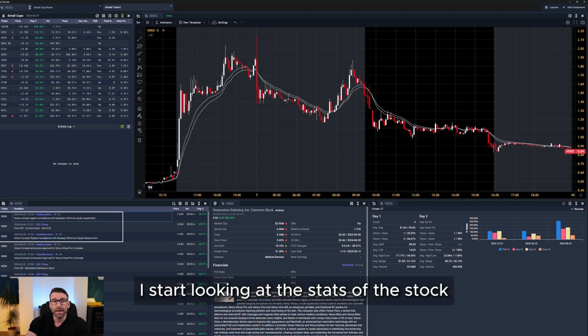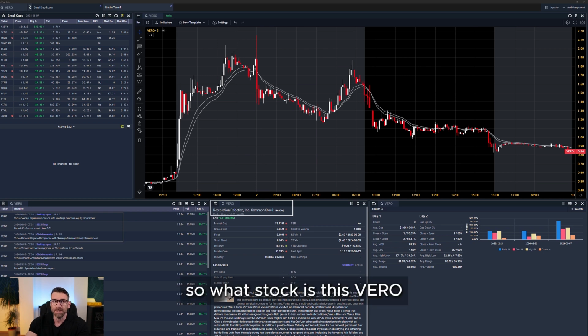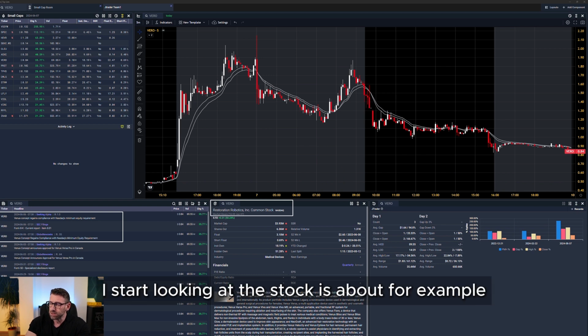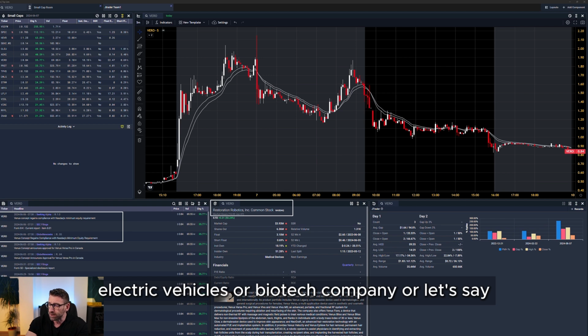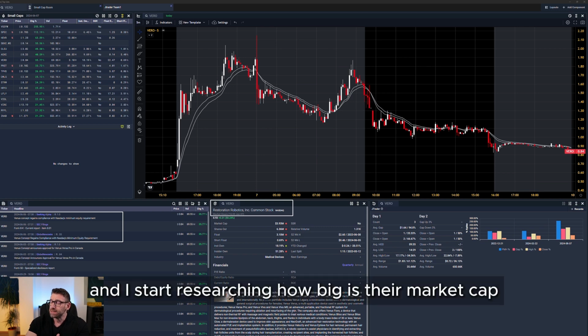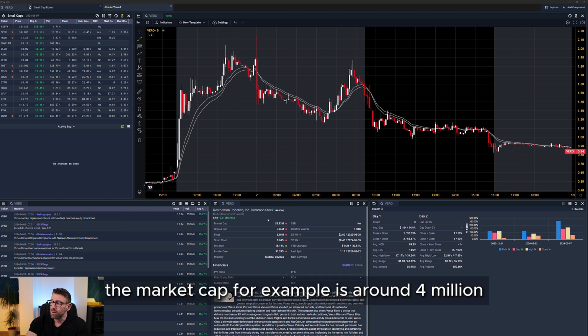Then the second thing, I start looking at the stats of the stock. So what stock is this? Vero. Okay, let's do a little bit of analysis of this. I start looking if this stock is about, for example, electric vehicles or a biotech company, or let's say computers. And I start researching how big their market cap is. The market cap, for example, is around 4 million.